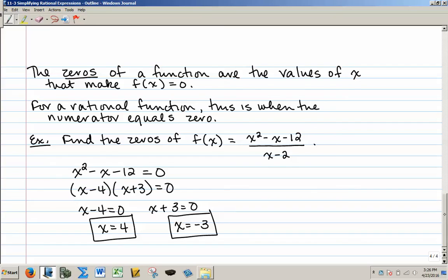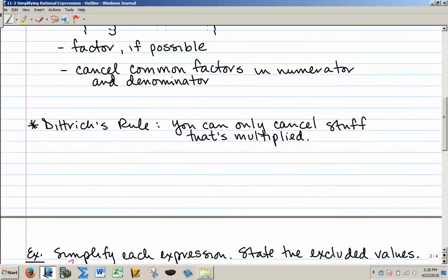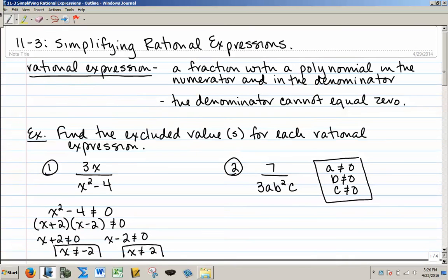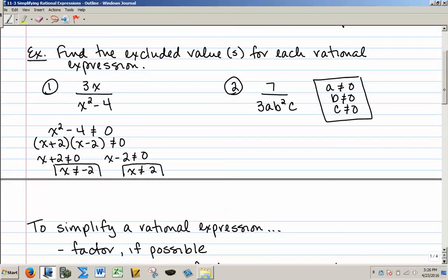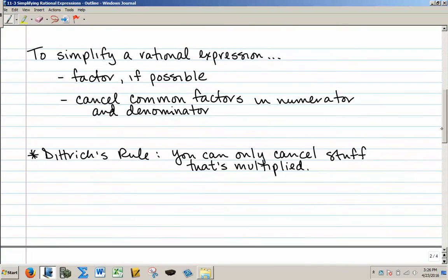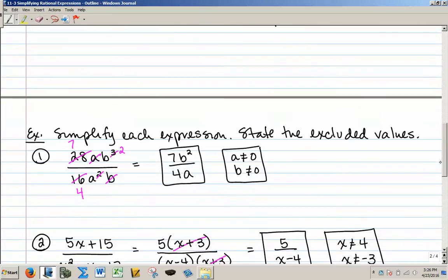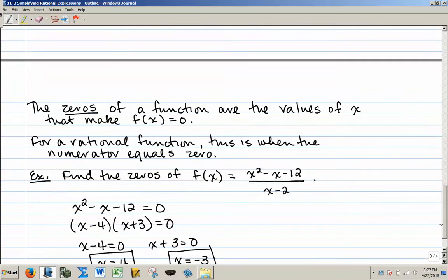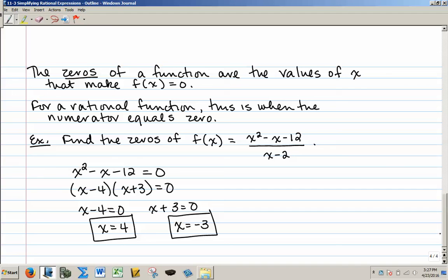So looking at simplifying rational expressions, the main thing we need to do is remember how to find the excluded values: set the denominator equal to 0, and those are the values that x cannot be. When we're simplifying a rational expression, we need to remember to factor first before we do any canceling. And then in order to find the zeros of a function, we're going to take the numerator, that is the top of the fraction, and set that equal to 0 and find those two values of x, because that's where the graph of this function would cross the x-axis.